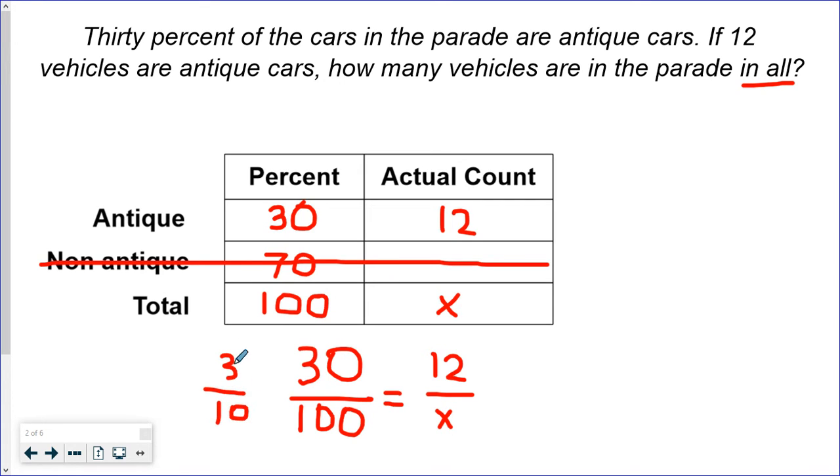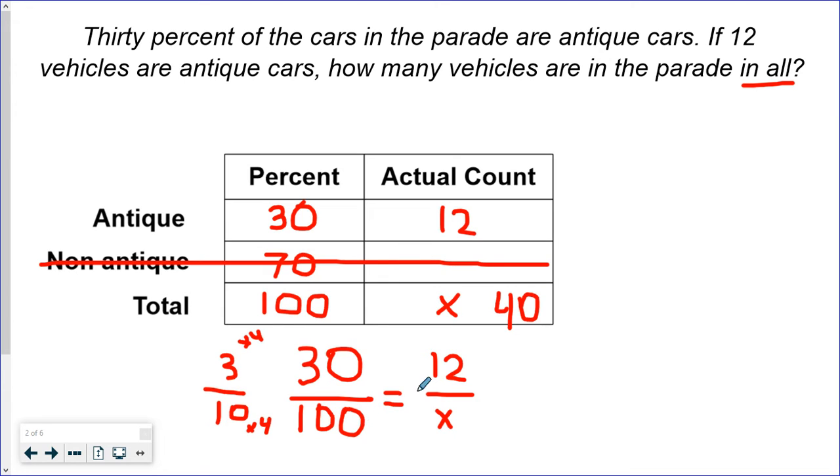And then if I did 3, what would I multiply 3 by to get 12? I'd multiply that by 4, because 3 times 4 gives me 12. That means I'm going to multiply the bottom number by 4 as well. So I go 10 times 4. So then how many total cars are all together? 40 cars. Now, another way you could have done this is just by doing cross multiplication.